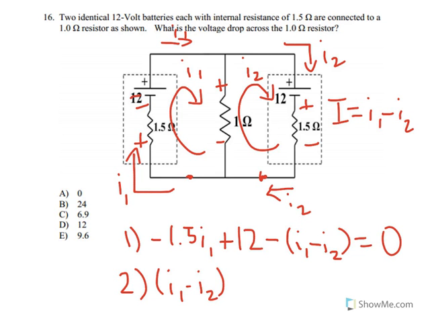And then we go all the way around, hit the 12-volt battery. It'd be going into a positive and out a negative, so negative 12. And then into a positive, out a negative for the 1.5 ohm resistor, so it'd be 1.5 times I2. And then we complete our loop, so equals 0. So at this point we have 2 equations and 2 variables, and then we can just solve.